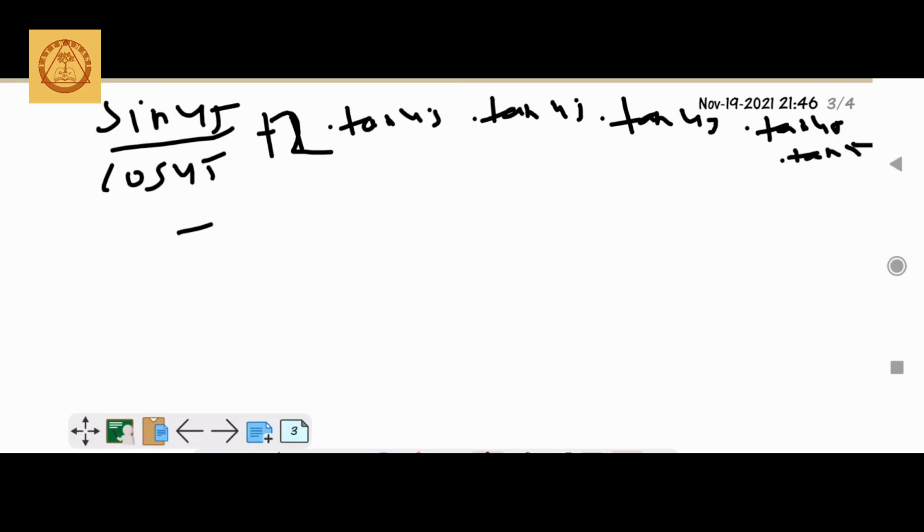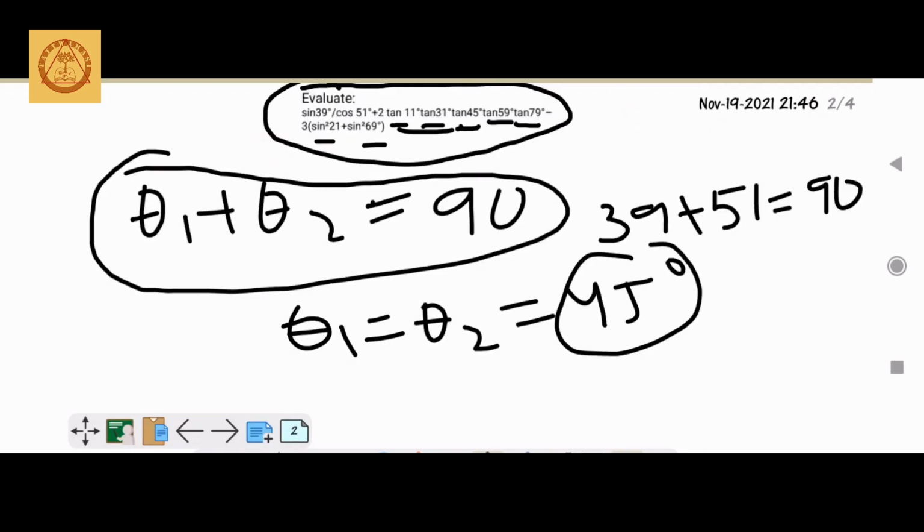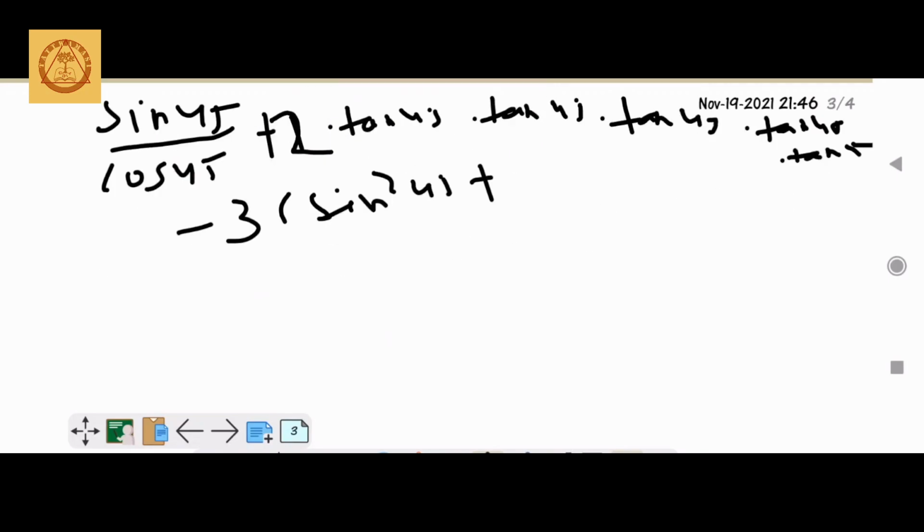Now, given minus 3 whole into sine square 45 plus, let's check it out, yes, plus sine square 45. So this is the expression. Now we just need to put in the values. What is that? Sine 45 is equal to 1 by root 2.